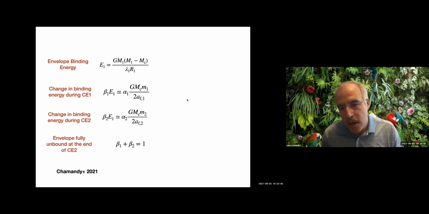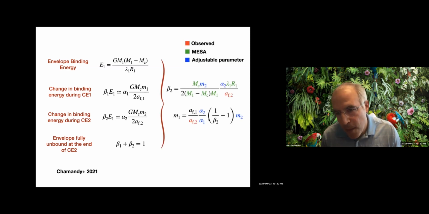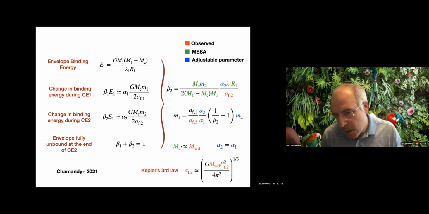And based on that, we can calculate the mass of that original companion as a function of the mass of the observed companion. And we make some assumptions. Generally, the core is roughly equal to the observed white dwarf mass, we can assume in most cases. So basically, the adjustable parameters are in blue. What we get from the MESA models, which we didn't actually use in our first paper, is in green. It was just very basic, and we didn't incorporate detailed models, but now I've started to do that. And then the actual observed data is in red. For example, we know the final separation of the planet very well because the period is observed.